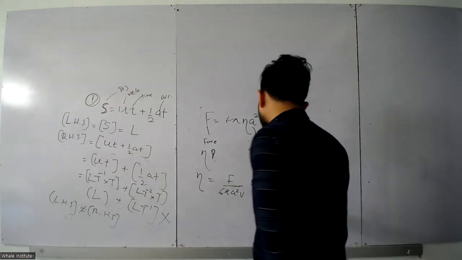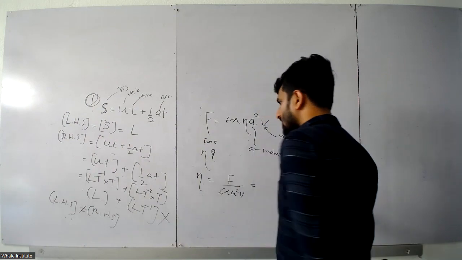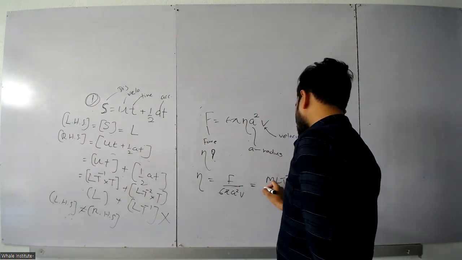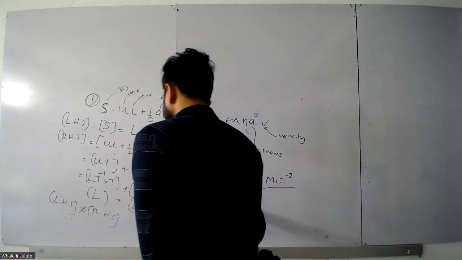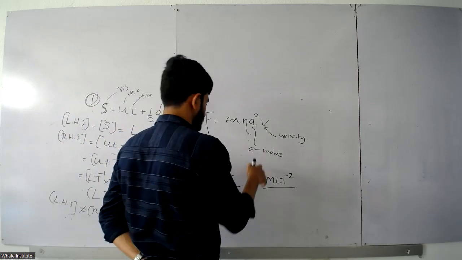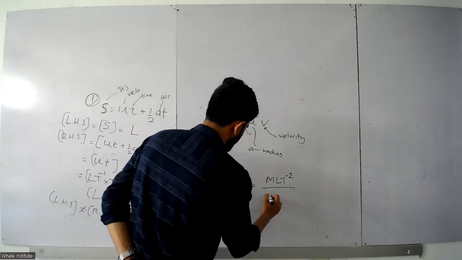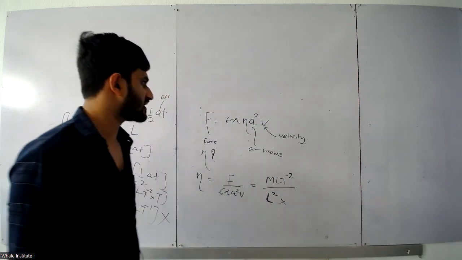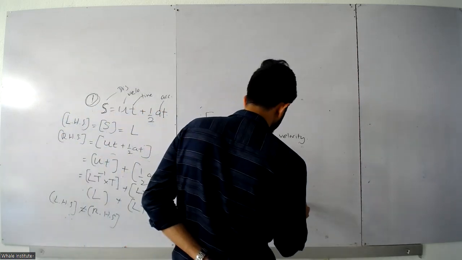We know the dimensions of force, M L T minus 2. Then 6 pi means no units, no dimension. a is a radius, it means length. Radius is length, so a square is length square, into velocity, which we know is L T minus 1.